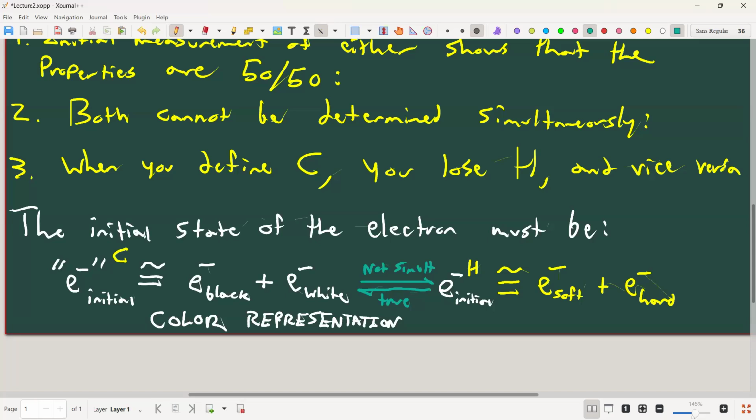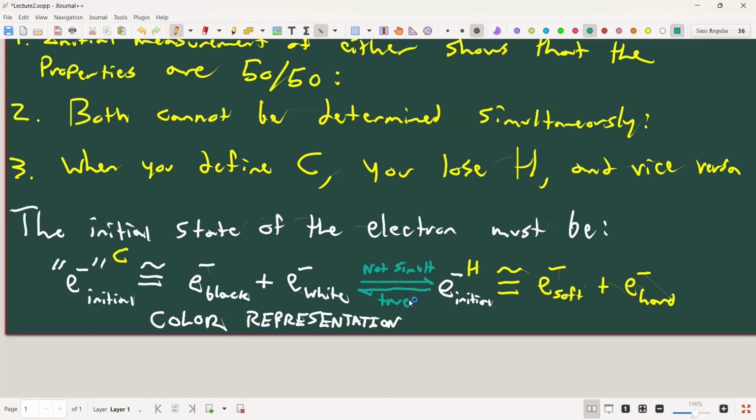Likewise, if we pick that the electron is soft, then its color representation is black plus white. We pick it to be black, know that it's black because we measure it, and its hardness is soft plus hard. And we'll prove in this class that you can never identify an electron that is simultaneously soft and black, white and hard, and so on. The combinations are impossible. You know one, you don't know the other.